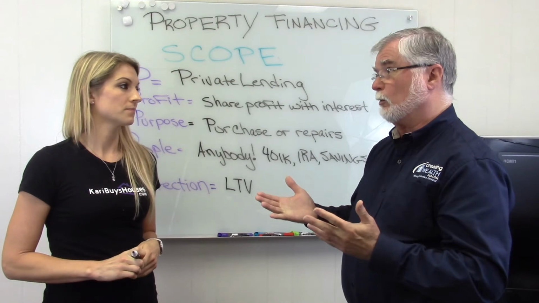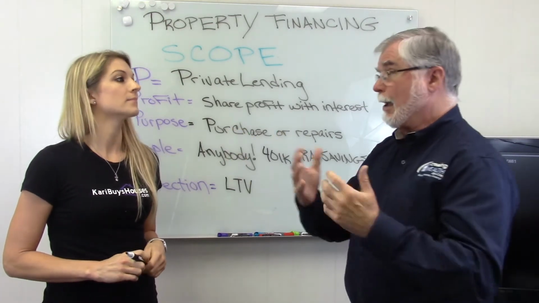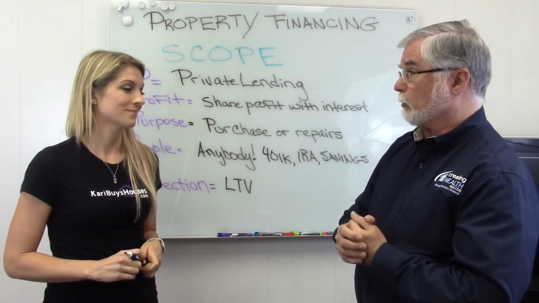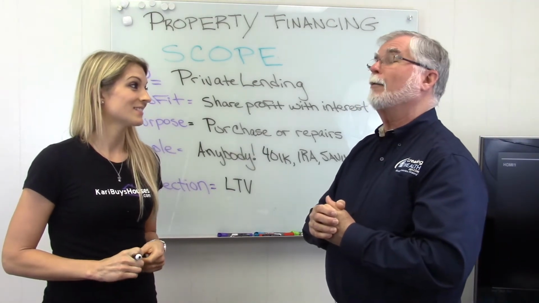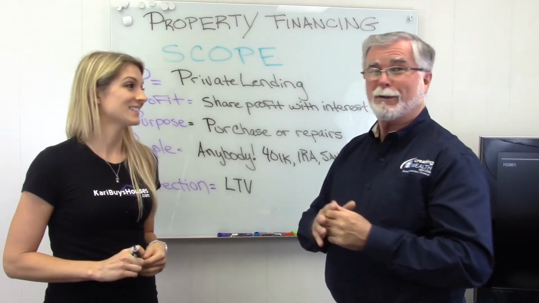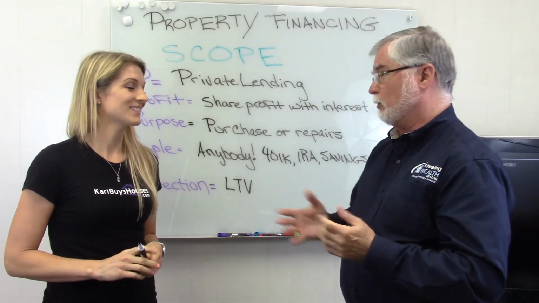So if somebody comes to you as a potential private lender and says, "Hey, I want to buy this house, it's worth $100,000, and would you lend me $95,000?" My answer would be, that'd be a no. That's a little risky. That would be an imprudent loan to make.